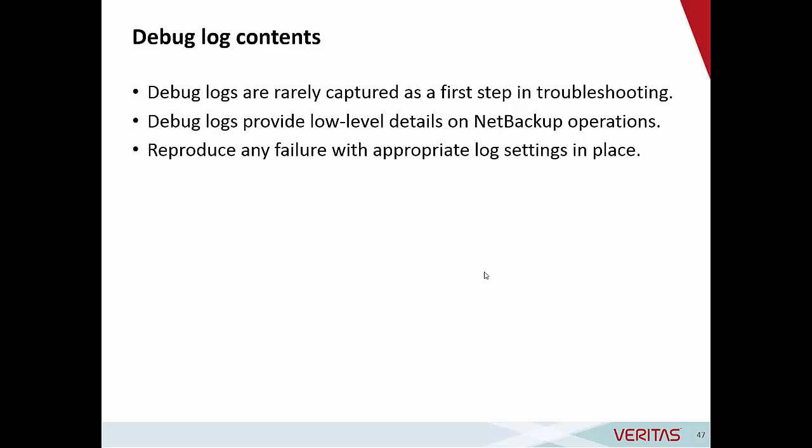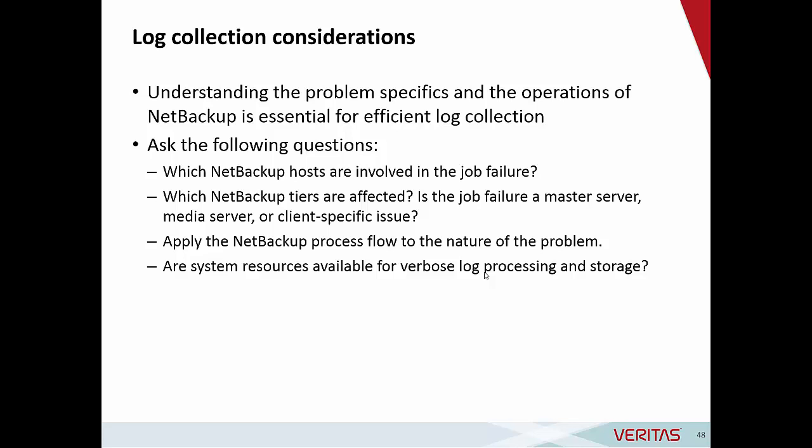What we want to do usually is make sure that our logs are set properly and then duplicate the failure to make sure we get all the good information we need captured in the logs. When I'm deciding which logs to collect for analysis, I want to think about which logs I need. So which NetBackup servers are involved in the problem, and which processes seem to be involved here. Those are the logs that I'll want to include. And so I'll want to consider the NetBackup process flow when deciding which ones to include.